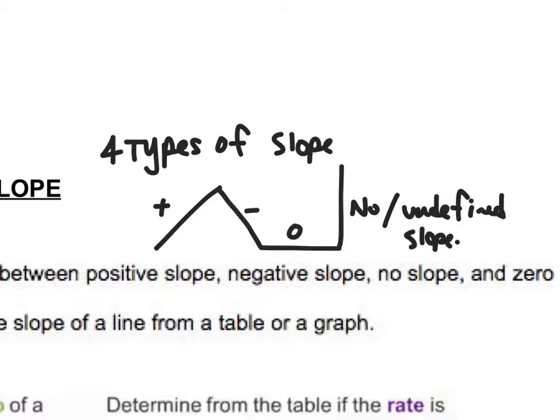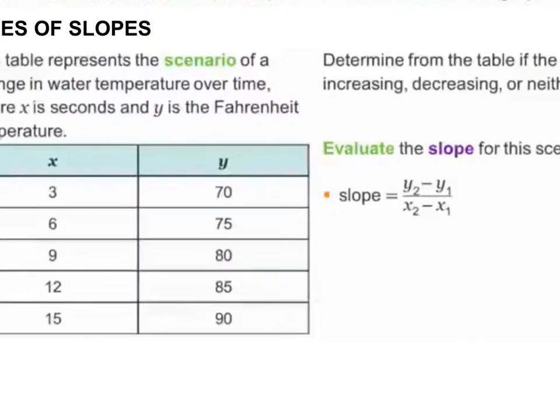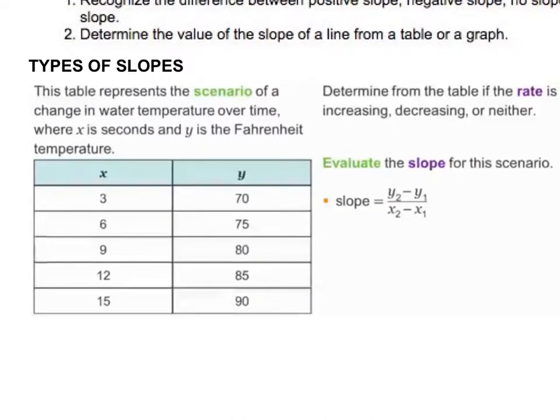When you see these types of slope on the graph, this is what your line is going to do. You're going to go up to the right if you have positive slope. You're going to go down to the right if you have negative slope. You have a horizontal line at zero slope, and a vertical line has no slope. So let's go ahead and take a look at this.